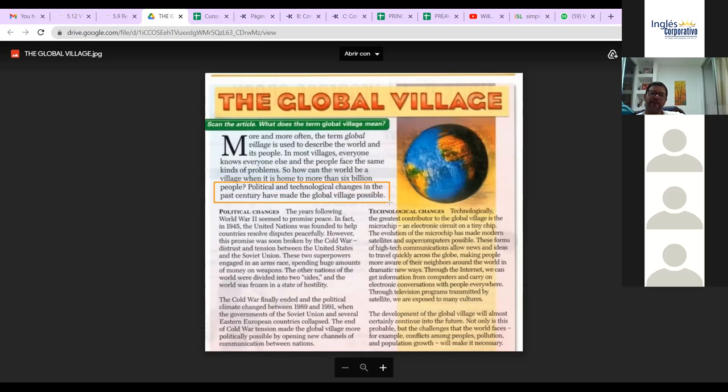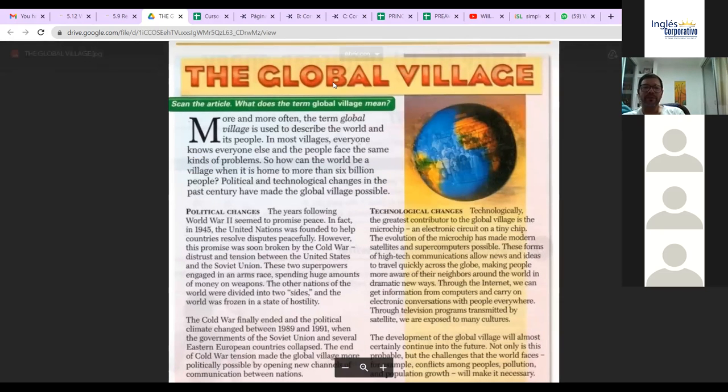Okay. Political and technological changes in the past century have made the global village possible. Technological, I don't know. Tell me, please. I need your help. Technological. Thank you. That's right. Technological. Okay. Thank you so much. Right. Let me zoom in a little because I think this letter is smaller.